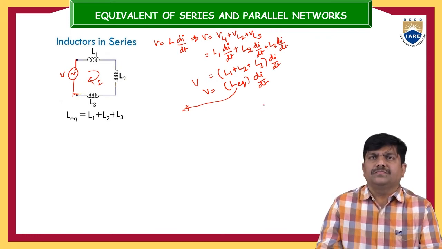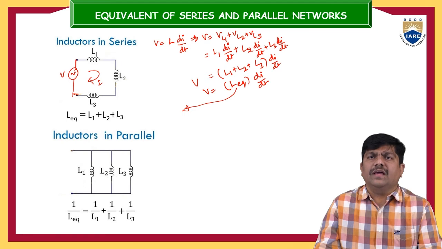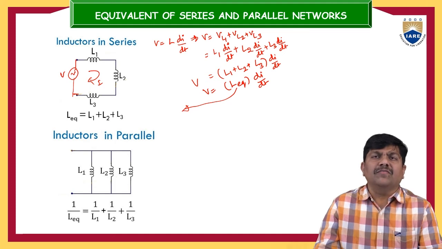Similarly, for inductors connected in parallel, let us apply the same concept. What we applied for resistors, that is, 1 by L equivalent is equal to 1 by L1 plus 1 by L2 plus 1 by L3.